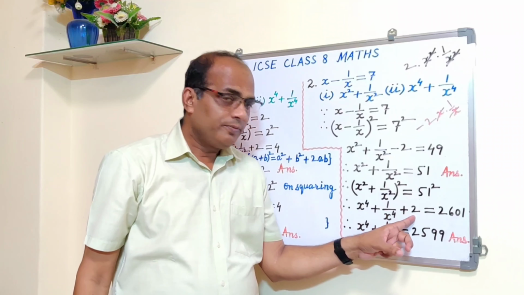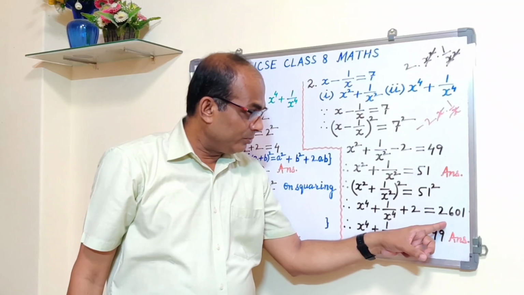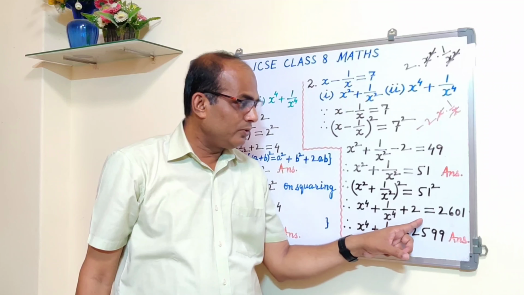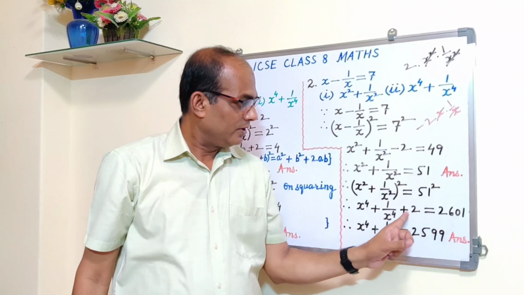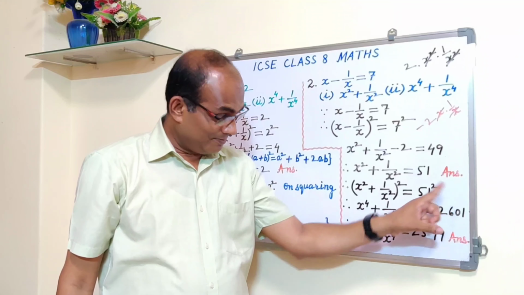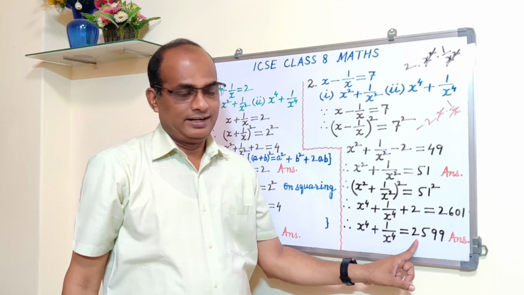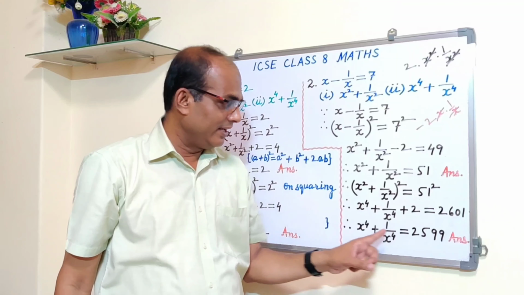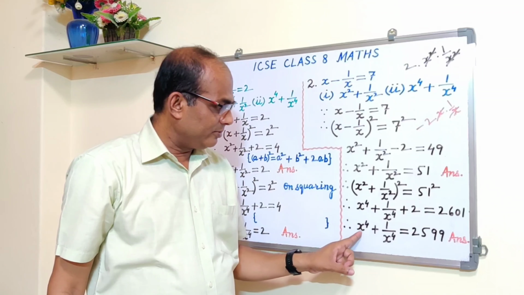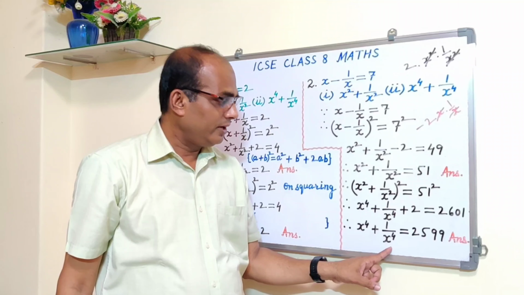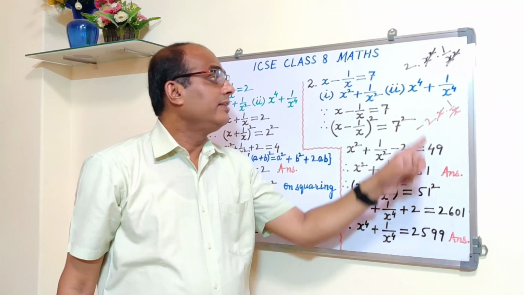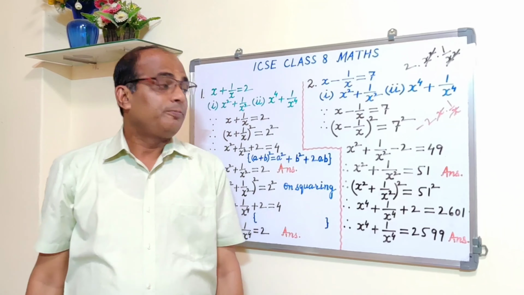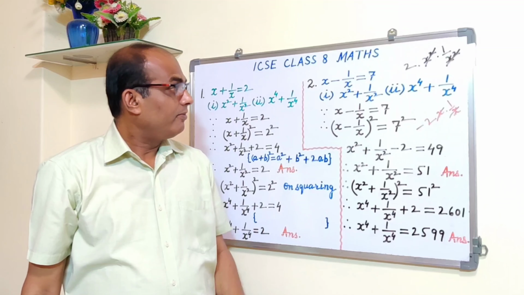Again, you transpose 2. So it will give you one more step. You can write down here x raised to the power 4 plus 1 upon x raised to the power 4 is equal to 2601 minus 2. And subtract, and then after that write down 2599. Because 2601 minus 2 gives you 2599. And left hand side, x raised to the power 4 plus 1 upon x raised to the power 4 is equal to 2599. This is the second result. Got it? I hope everything is clear.